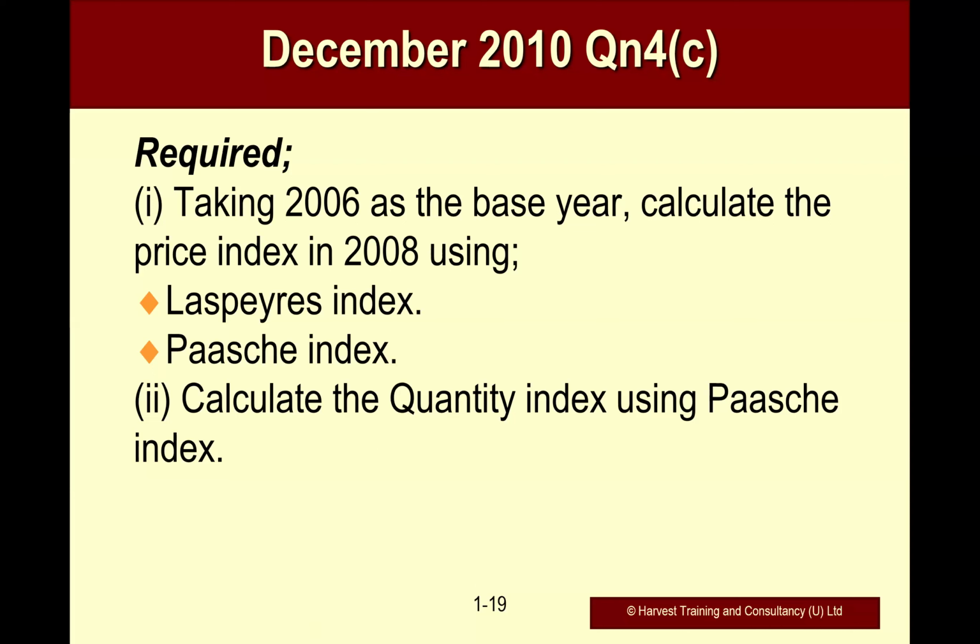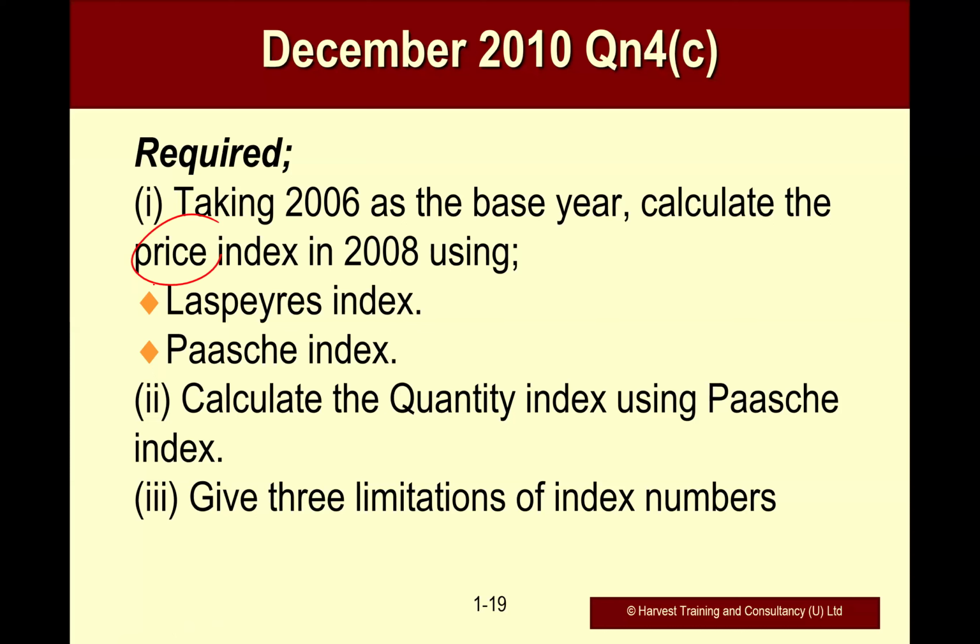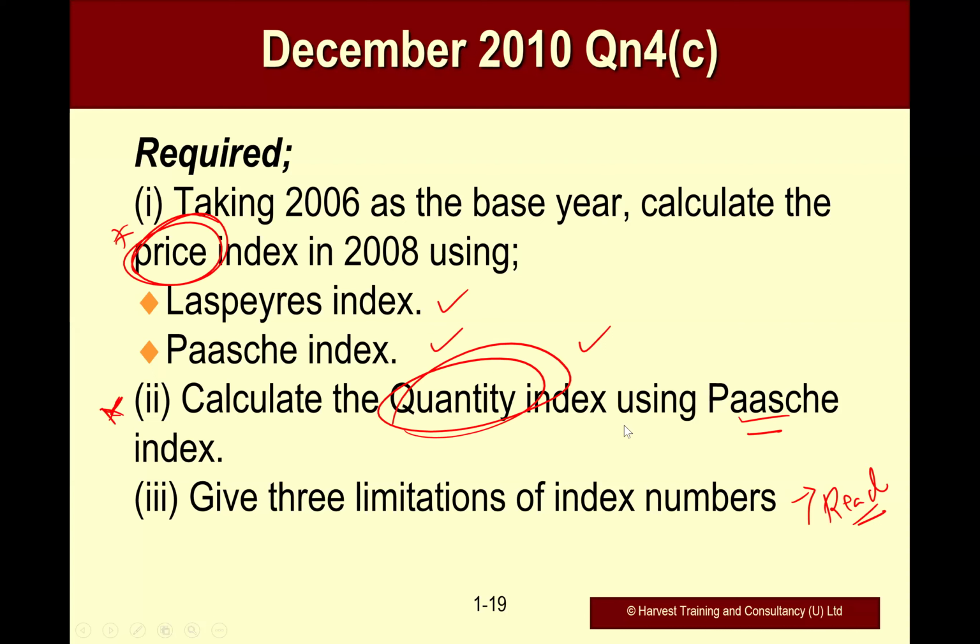But the required is now key. So what are we going to do? We are going to take 2006 as our base year, and we shall use it to calculate the price. You see what I was saying? Price index, not quantity, but price index. Price index for Laspeyres and Paasche. And then we shall do the quantity index, okay? Instead of price, we shall do quantity in the second part of the question. And then the limitations, you can always read the notes. The limitations are given in the notes. So we're going to focus on Roman 1 and Roman 2 of December 2010, question 4, part C.